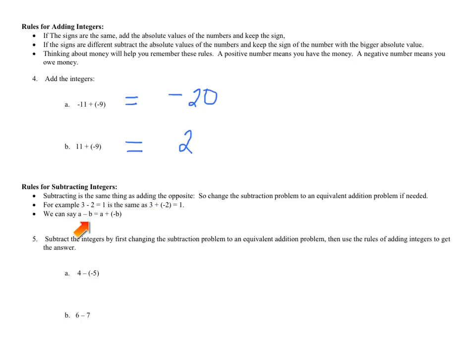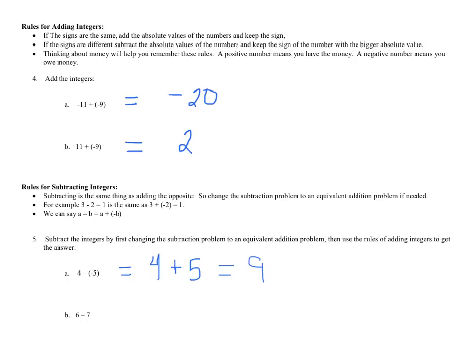In general, we can say that a minus b is a plus a negative b. So we're going to subtract the following numbers by first changing the subtraction problem to addition and then using the rules of addition above. So I have 4 minus negative 5. Well, we can say that we add the opposite, so I keep the 4, I change the middle subtraction to addition, and the opposite of negative 5 is positive 5. So 4 minus a negative 5 is equivalent to 4 plus 5, which is 9.